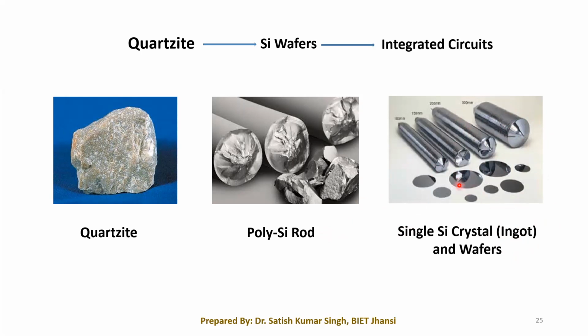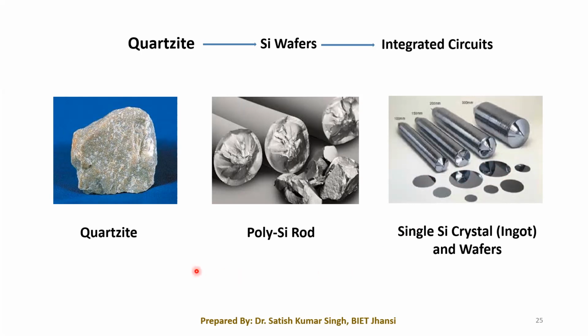These are the wafers. We need to cut the wafers of a specific thickness, and then on these wafers we have to make our components. A large number of transistors will be grown over it, and then it will be interconnected to perform a certain task. So what are the steps?